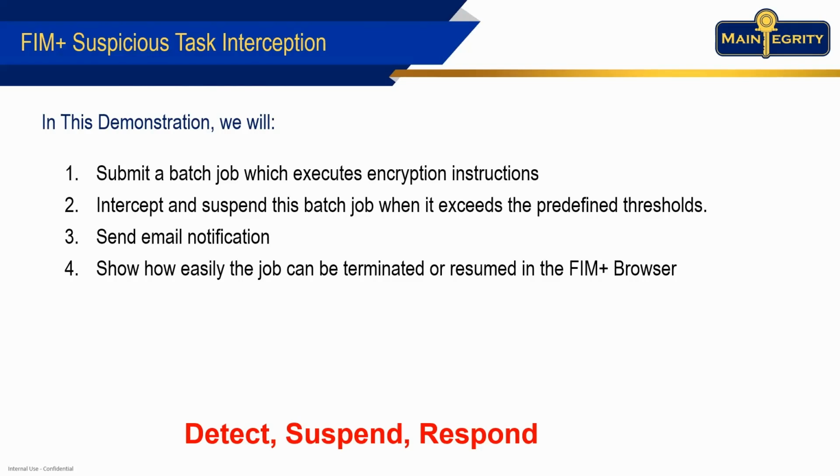But what we're going to do is submit a batch job, and it runs encryption instructions. Our FIM Plus system is set up to intercept these jobs if they exceed a certain number of encryption instructions, and this job will exceed the threshold. I'll show you what it looks like when we suspend the batch job. I'll also show you what the email notification looks like, or at least what one kind of email notification looks like. We do have a number of email templates that we ship with the product, and this is just one of them. And then we'll also, as Al was just talking about, terminate or resume the job in the browser. I'll show you what that looks like in real time.